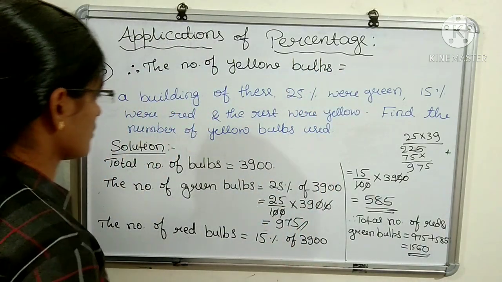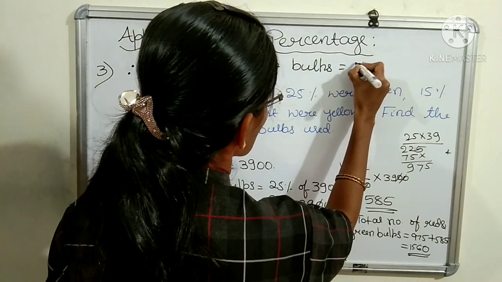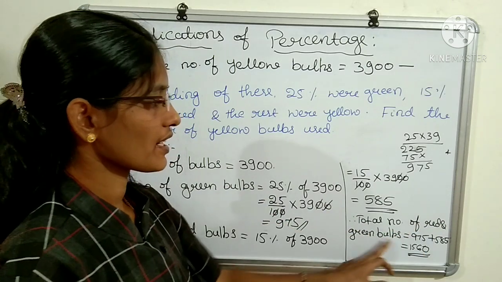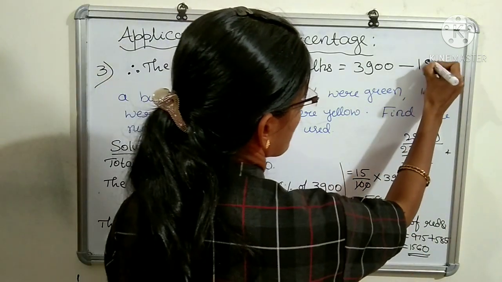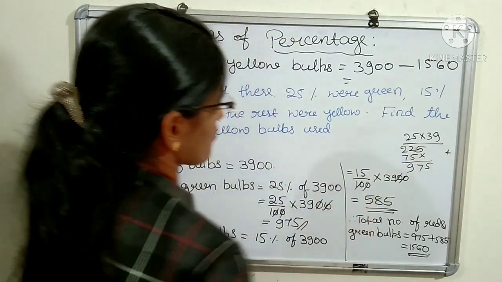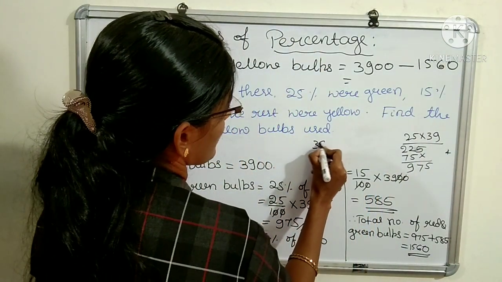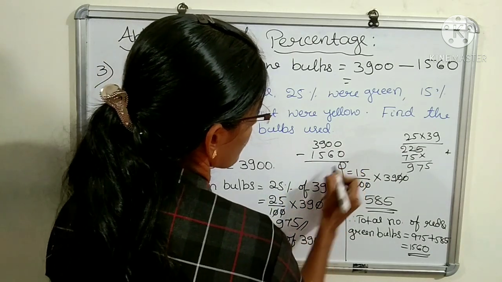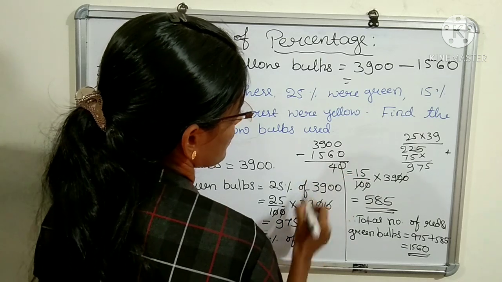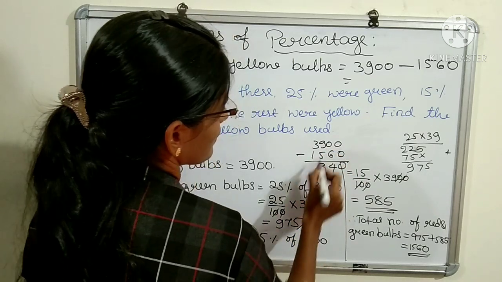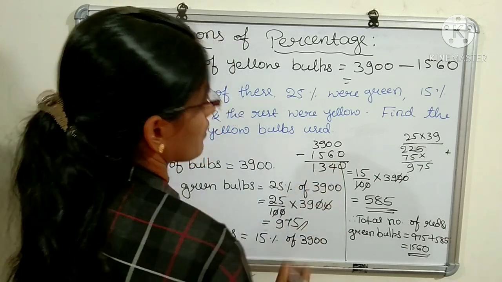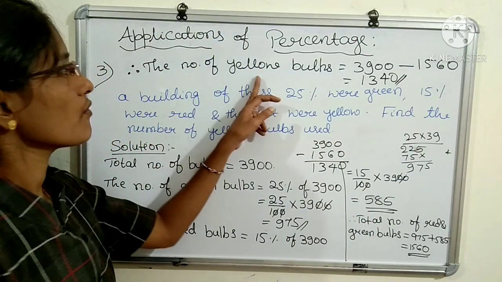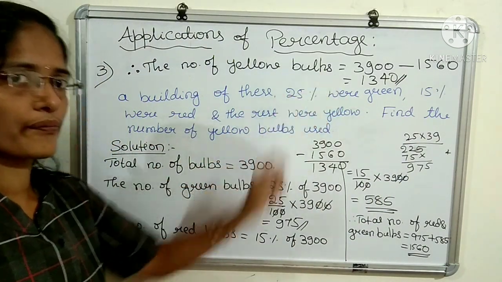is equals to total number of bulbs, how much? 3,900 minus total number of red and green bulbs, that is 1560. Now you have to subtract. 3,900 minus 1560. 0. Here 10 minus 6, 4. Here 8 minus 5, 3. Here 2 minus 1, 1. 1340 is what? Number of yellow bulbs.